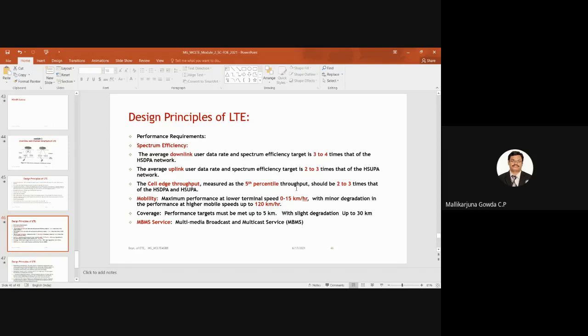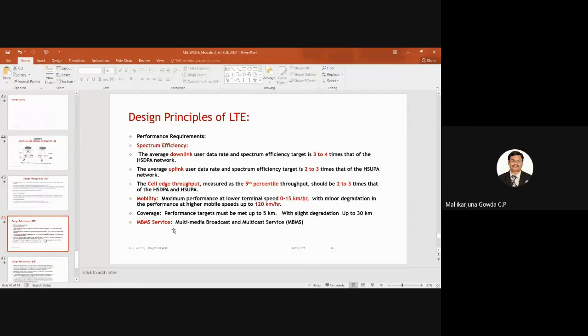And with a slight degradation in the performance when the user is moving at high speed, that is up to 120 km per hour. Okay, when the user is moving at 120 km per hour, with a slight degradation in its performance, you should be able to access the network. That is mobility. The next one is coverage, we say. Coverage is of around up to 5 kilometers. Okay, the target is up to 5 kilometer, and with a slight degradation, it can extend up to 30 kilometer. Okay, that is the thing.